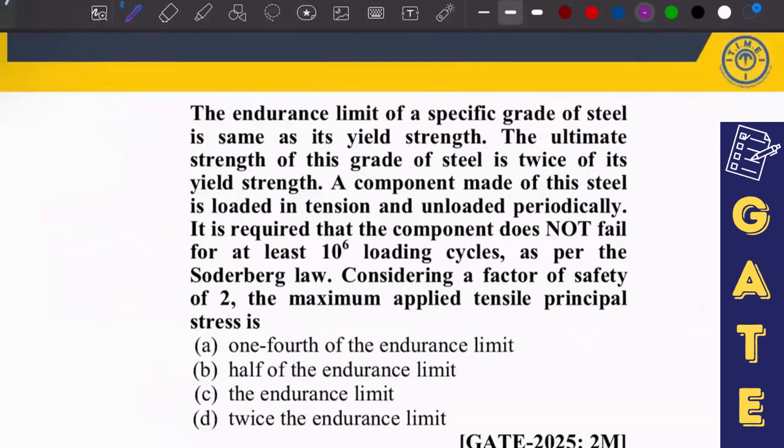Now see, this is the GATE 2025 2 marks question. I would suggest you please read the question carefully and then try to solve. The recent GATE question, last year only they have asked. First of all, whenever you are reading the question, you have to calculate the maximum value of stress, so that it will not fail.